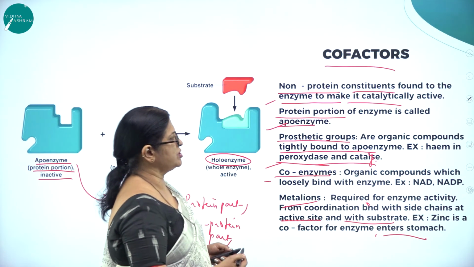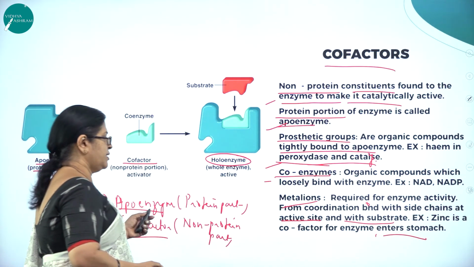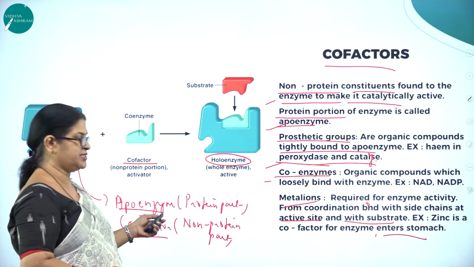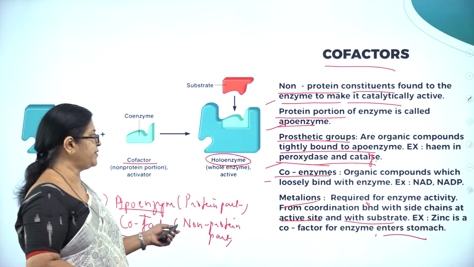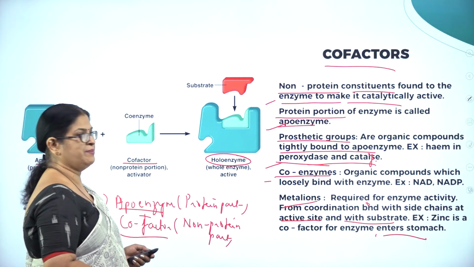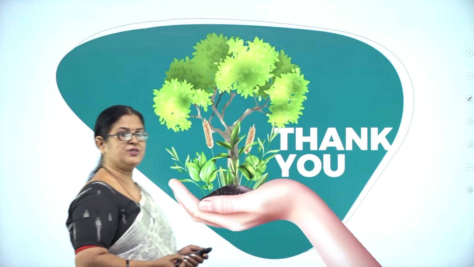So non-protein constituents and the protein constituents. Here the protein part of an enzyme is called apoenzyme and the cofactor is the non-protein part which makes the whole enzyme active. Hope you have understood all the concepts I have explained in this particular chapter called Biomolecules.